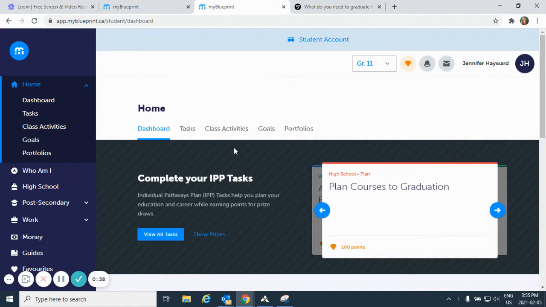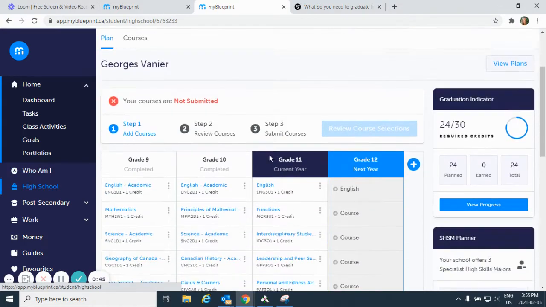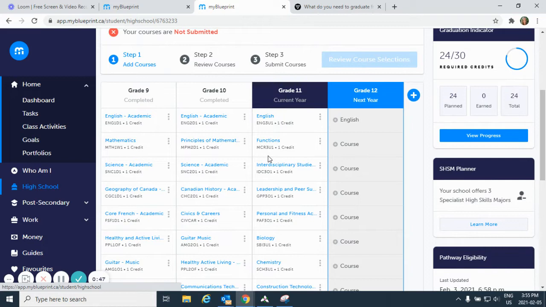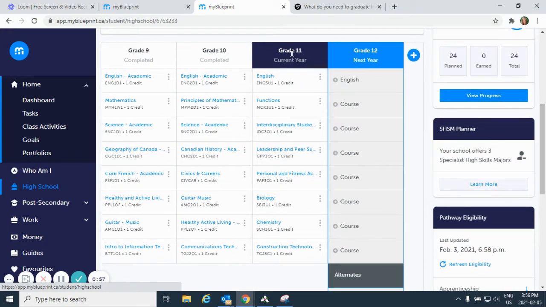To choose your courses and to get to your high school planner, skip over to the menu on the left-hand side, click on High School, and you will land on your high school plan. On this page, you will see all of the courses that you completed in grade 9, grade 10, and this year, current year, as grade 11 is highlighted. You will see the courses that you've completed in Quad 1, the courses that you've taken and have completed in Quad 2, as well as the courses that you're scheduled to take in Quads 3 and 4.